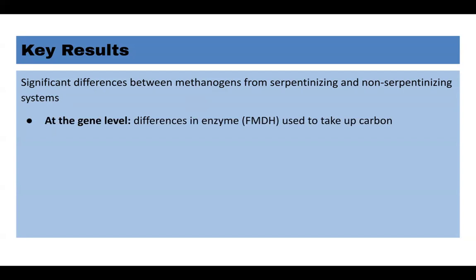At the gene level, we saw differences in the enzyme, formylmethanofuran dehydrogenase, used to take up carbon. This enzyme catalyzes the first, most important, rate-limiting step of the conversion of carbon dioxide to methane. So seeing clear differences between serpentinizing and non-serpentinizing system methanogens implies that there is something truly different about how serpentinizing system methanogens perform these reactions.